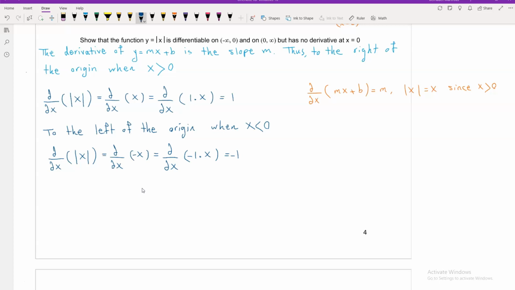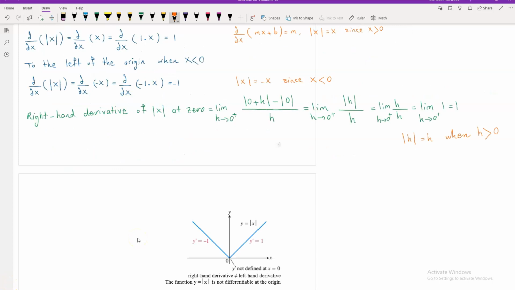Now to the left of the origin when x is less than 0, our derivative of absolute value is equal to the derivative of negative x. So the answer for derivative is equal to negative 1. So we have negative x because here we have x less than 0. So absolute value of x is equal to negative x because of having x less than 0.